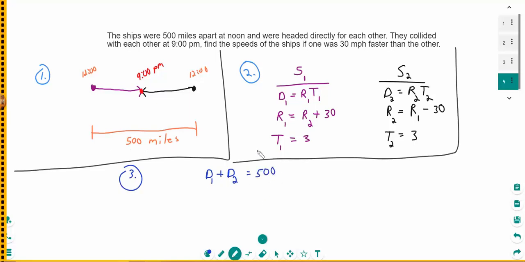And as we've done in the past, we're going to change these d's to rates and times. In a sense, we're just using these first equations up here and plugging them in for the d's. So we have the rate of 1 times the time of 1 plus the rate of 2 times the time of 2 is equal to 500. And then we can kind of lose this equation. We're done with this equation.